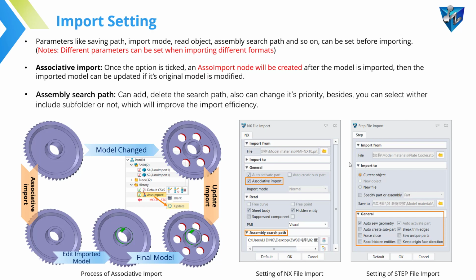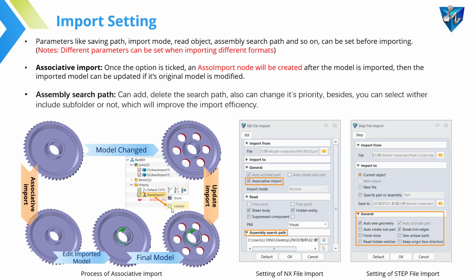For NX data, you can check the associative import option here. With the associative import option, you can import the model associatively, and after importing, a node will be created. Then the imported model can be updated if its original model is modified. The whole logic is shown in the right picture below. This is the whole logic: model changed and update.